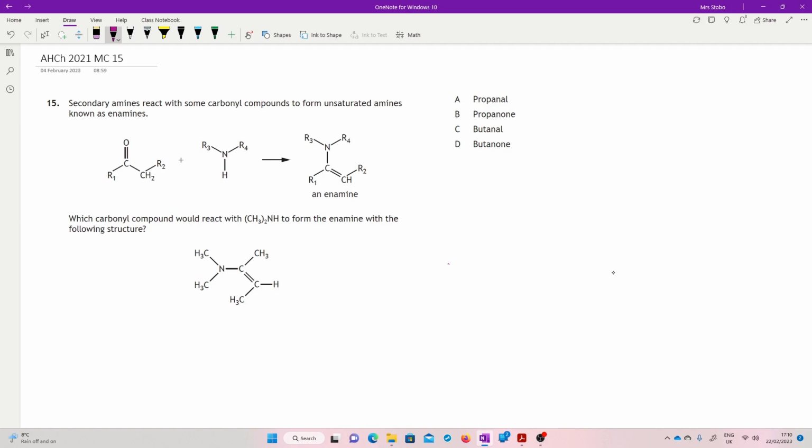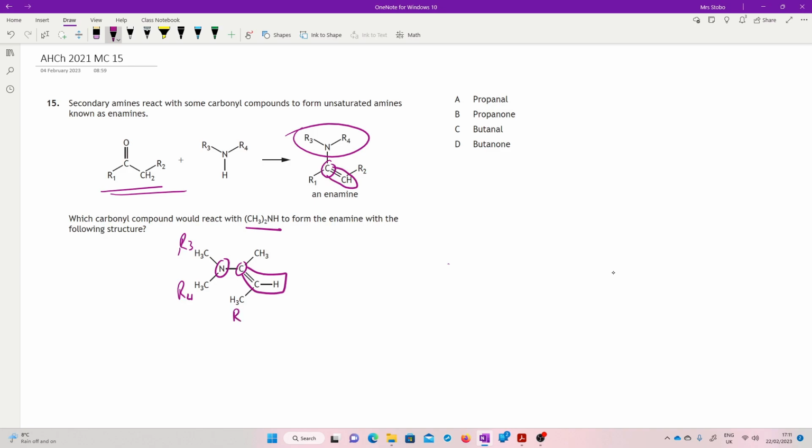So your N here is CH3, so that's that one there. This is your R3 and R4 on this one. No use to you whatsoever, because that has got nothing to do with the carbonyl compound, which is what you're trying to figure out. So get to your carbon. Here's my carbon, and here's my carbon on the enamine. Then I've got my double bond CH. So here's my double bond CH, here's my double bond CH.